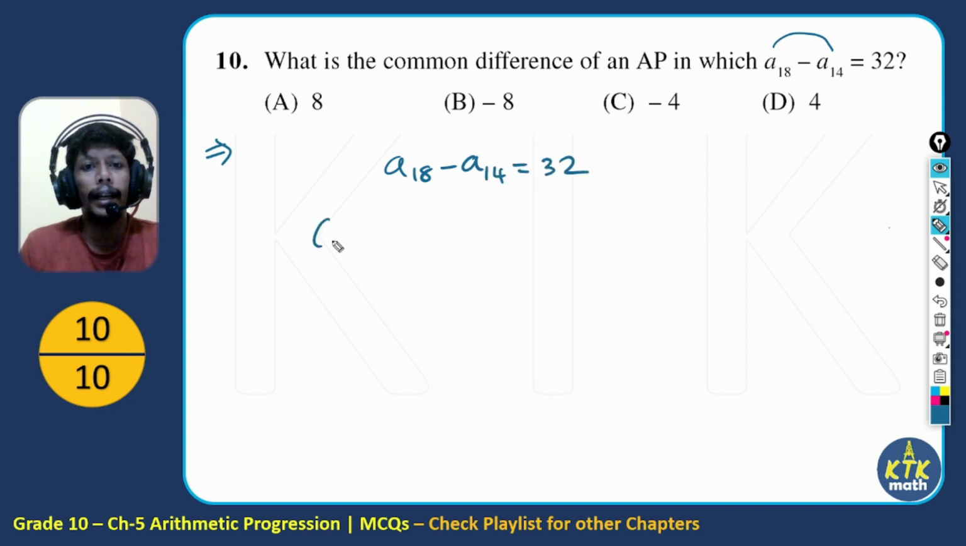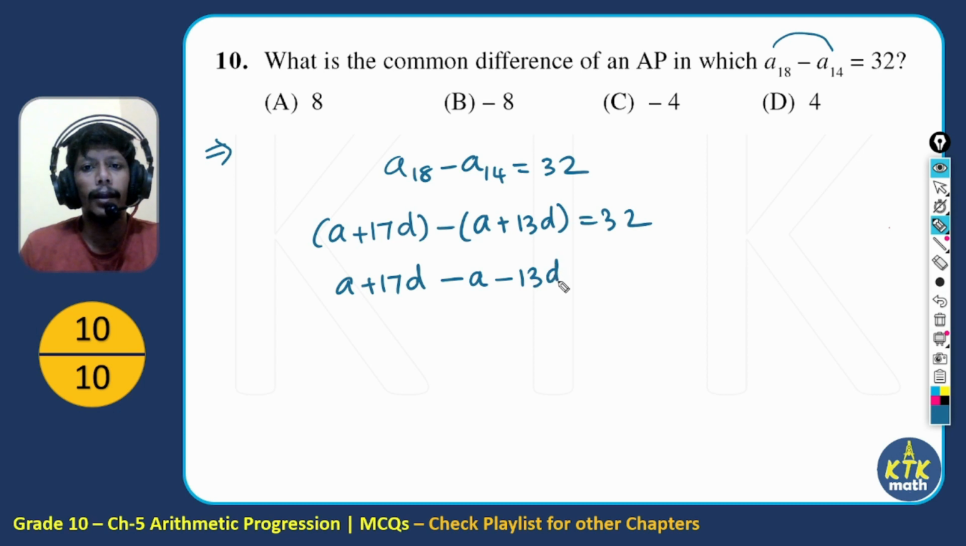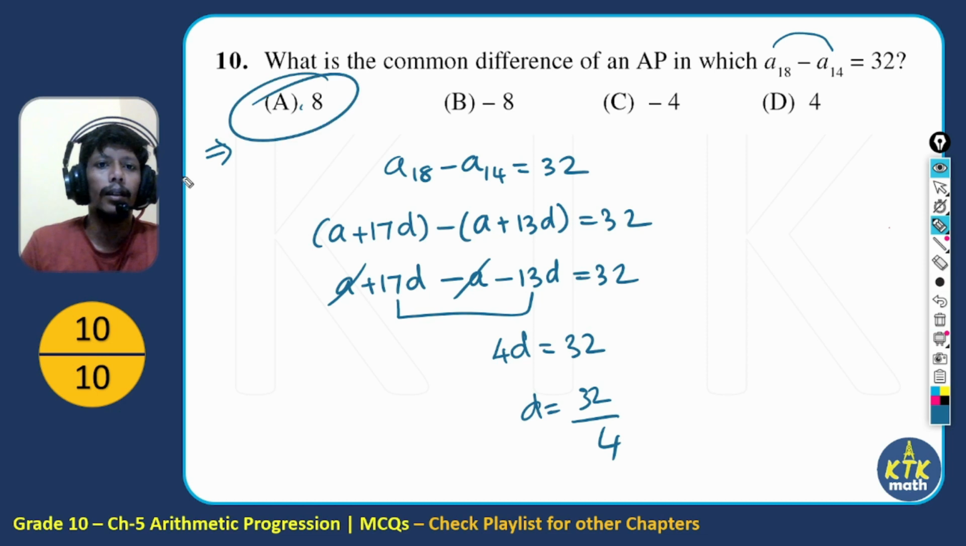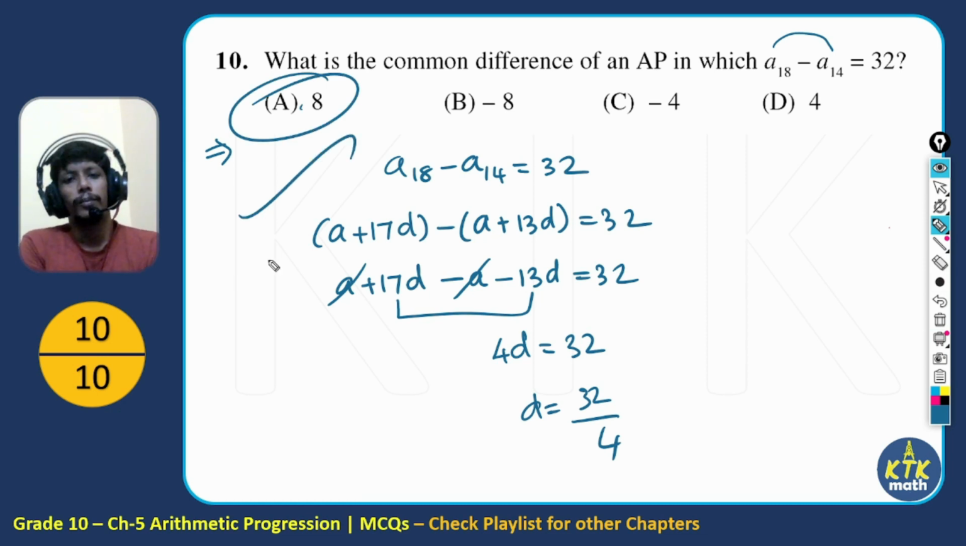So how to write A18? A plus 17D. In your formula, A plus n minus 1 D. Similarly, here also this is A plus 13D, so the expression is equal to 32. When I am moving this negative sign inside the bracket to the second term, it will become negative A, negative 13D equal to 32. So A will get cancelled. 17 minus 13 is 4D equal to 32. So D equal to 32 over 4. Your option A is the correct answer, 8.